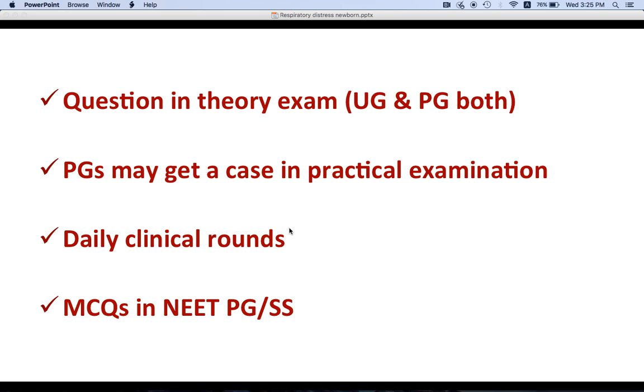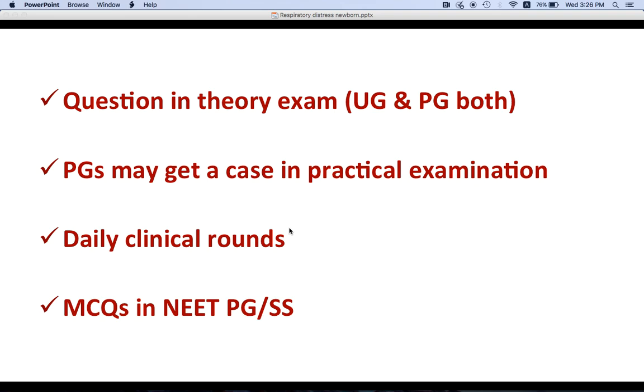And more importantly, it is a very practical topic as the majority of newborns in NICUs are admitted with complaints of respiratory distress and you should be able to make a probable diagnosis. Finally, it is a high-yielding topic for the MCQs as well, as many case-based MCQs are being asked from this topic.